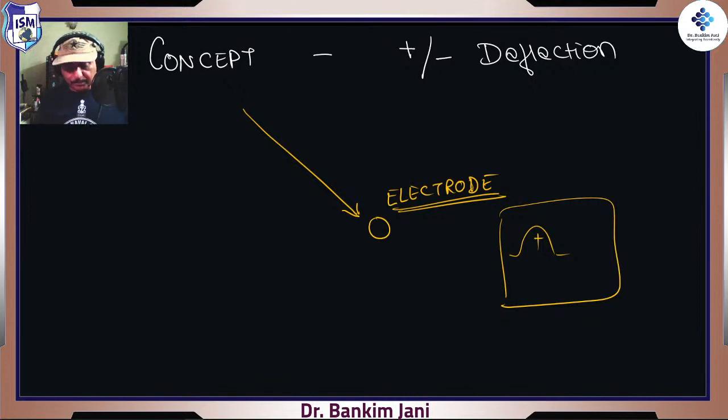But now what if you place the electrode over here? If we connect one more display here, what would happen? In this case, current is going away from the electrode. True? When it is going away from the electrode, common sense tells us that if coming towards is a positive deflection, then in this case it has to be a negative deflection.